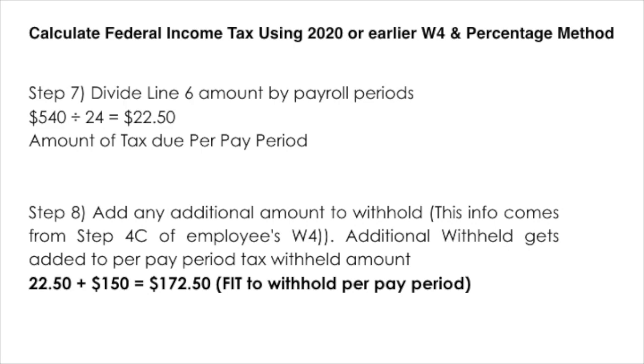Now let's look at the rest of the steps. We will divide 540 by 24, which is the number of pay periods in a year for this employee, and we get $22.50. That is the amount of tax due per pay period. Step 8 is to add any additional amount. Here we are given 150, so 22.50 plus 150 is $172.50. That is the amount that is going to be withheld from his paycheck every pay period.